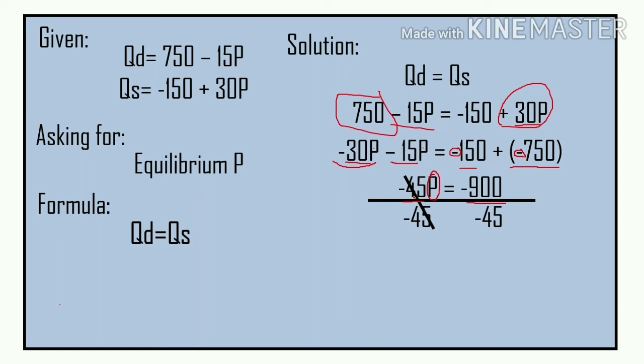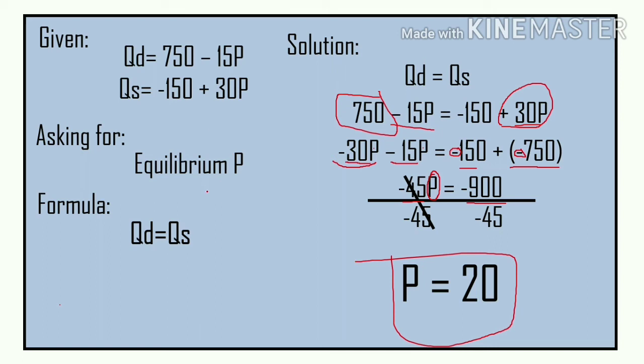So, ibig sabihin, ang gagawin mo na lang is 900 divided by 45 is equals to 20. Since parehas naman silang negative, it is positive now. So, therefore, price is equals to 20. Yun lang naman ang hinahanap doon sa ating statement. What is the equilibrium price for this equation?